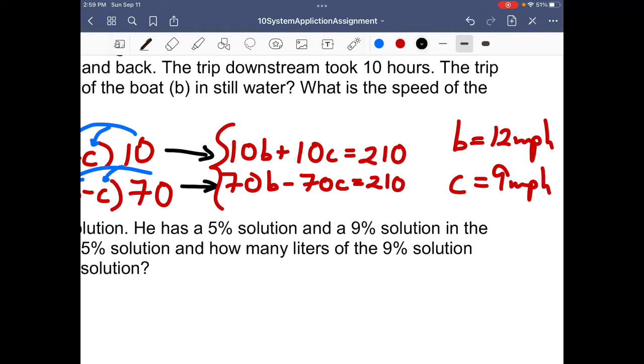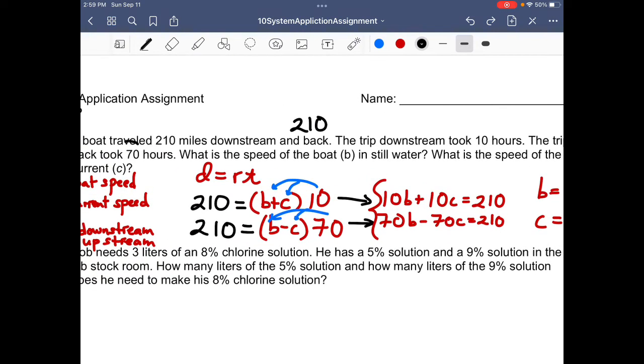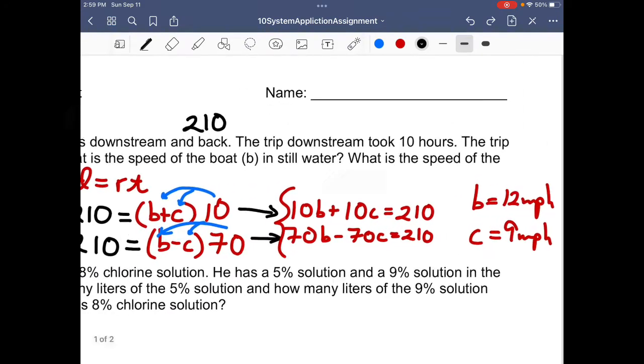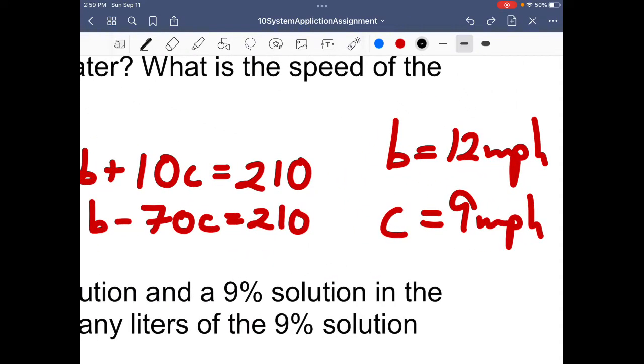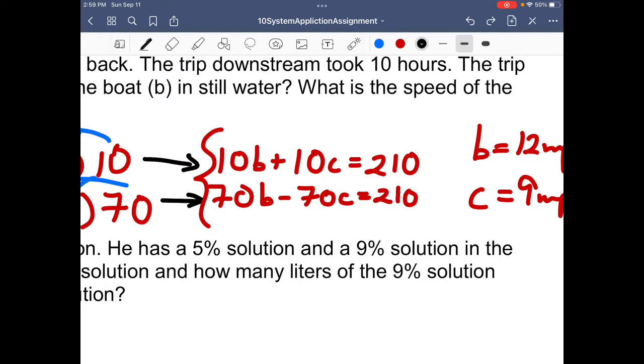Common sense would say that if I add these two numbers together, I get an overall boat speed of 21 miles an hour. And 21 miles an hour for 10 hours, bingo, that's going to be 210. If I subtract these, I get 3 miles an hour. 3 miles an hour for 70 hours, well, that's also going to be 210. It's going to also be really slow, but it works. Both these answers make sense.